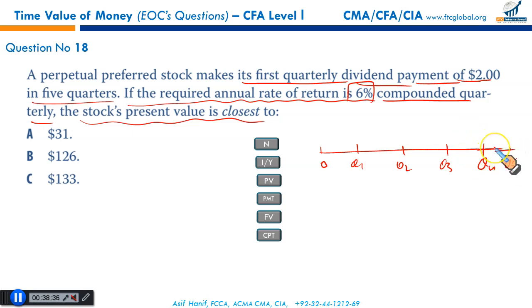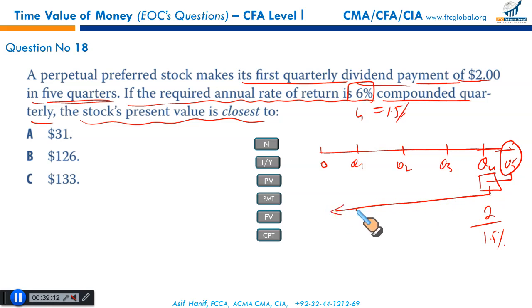We will receive our first payment as per the information, the first quarterly dividend payment of $2 in 5 quarters. So when you calculate the present value of the perpetuity, it will give the present value at the end of quarter 4. Why? Because the first payment will be received at the end of quarter 5. So applying this formula, 6 upon 4, that is 1.5%. So 2 upon 1.5% will give you the present value of the perpetuity at the end of quarter 4. This amount at the end of quarter 4 has to be brought to year 0, right?